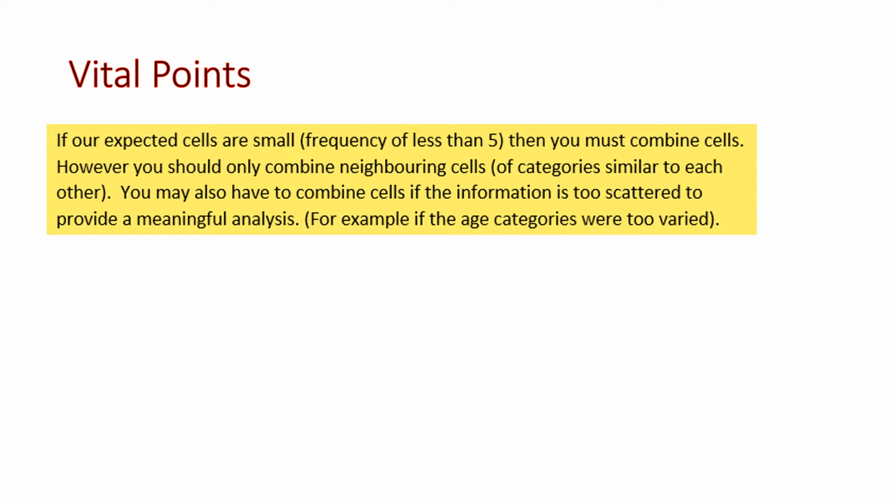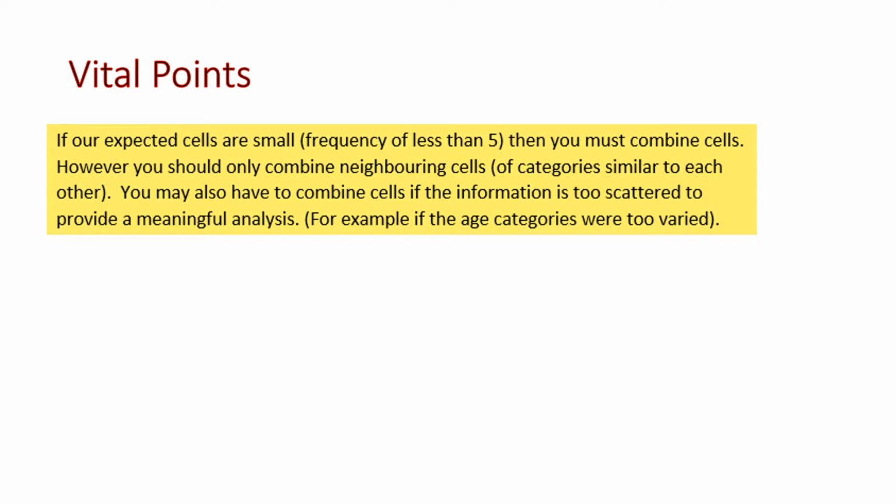Now, a couple of vital points that are easily forgotten, especially when you're in an exam, but they must be carried out. If your expected cells are small, that is, less than 5, then you've got to combine cells because they become meaningless. But you should only combine neighbouring cells that make some kind of sense with each other.